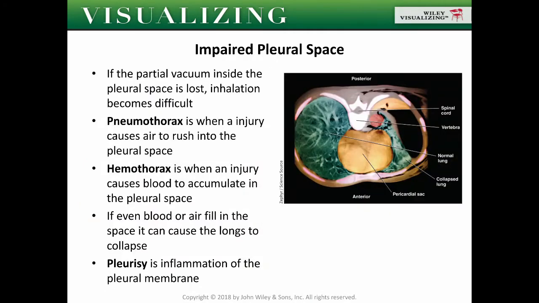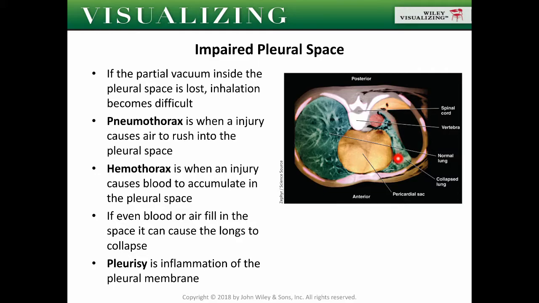So it covers. Okay, so the pleural space is technically a vacuum. If the partial vacuum inside the pleural space is lost, inhalation becomes difficult. That is why if you have stabbing or gunshots, because the lung is technically like a balloon, it's able to maintain this larger expanded shape because of the vacuum inside. Now if there is a puncture in your pleural space and it allows air to enter, you will have what you call a collapsed lung.